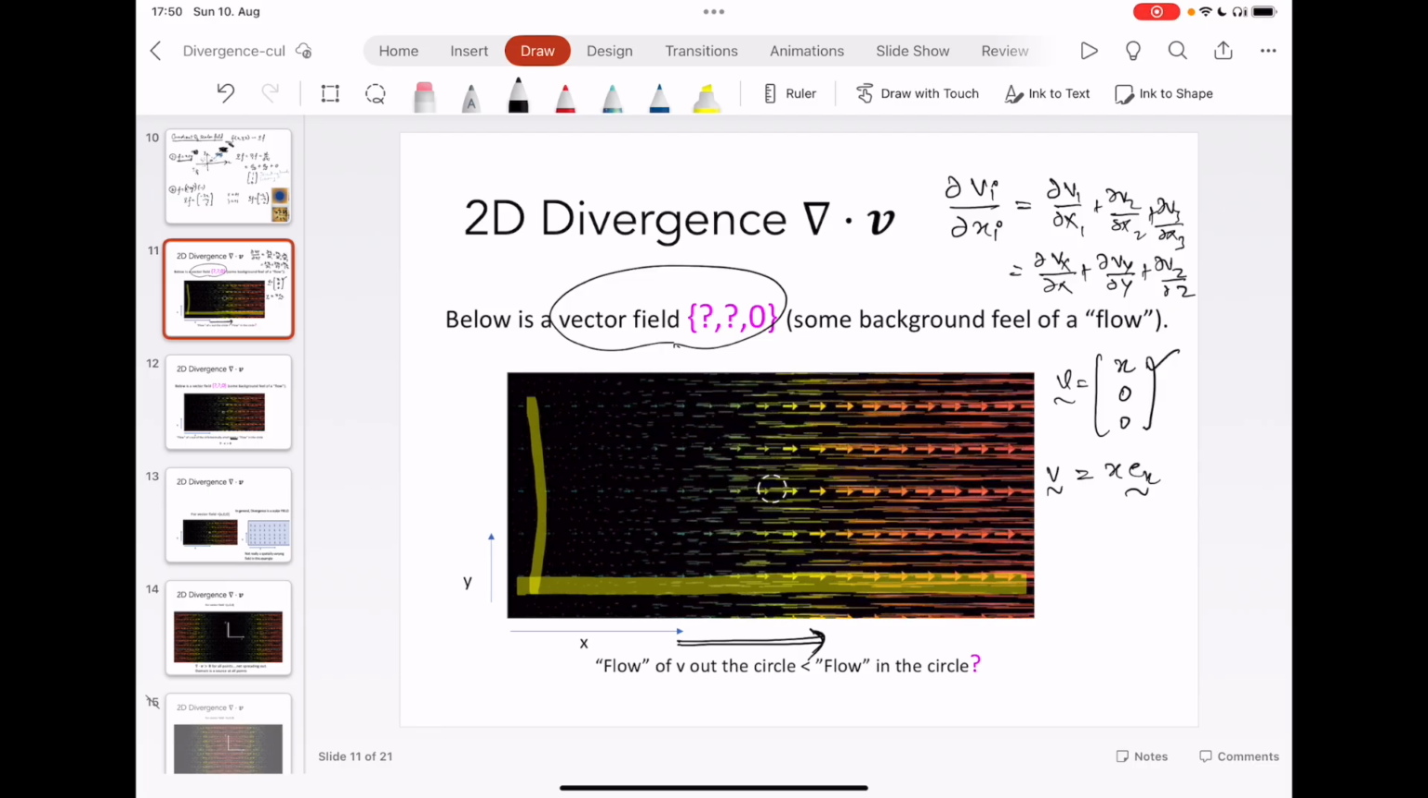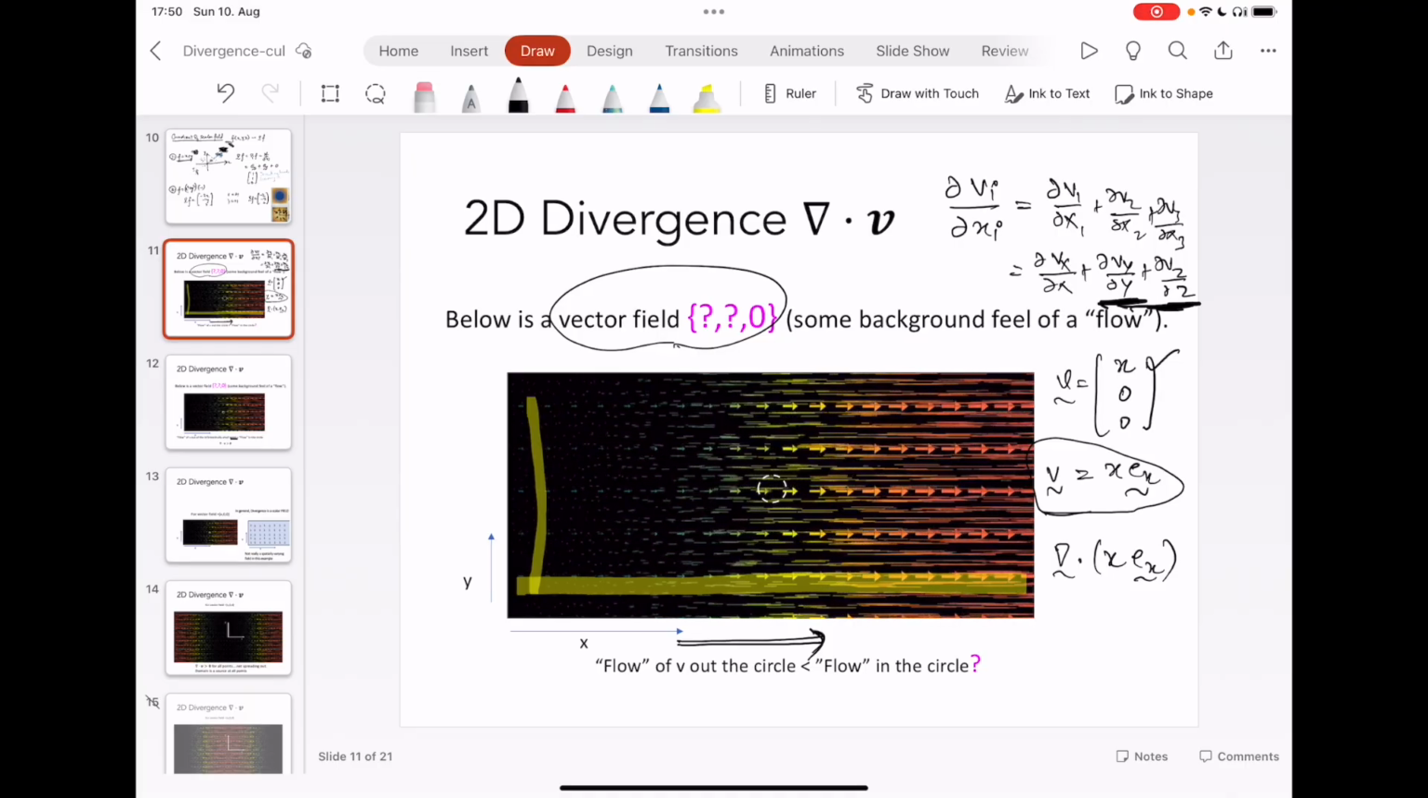All right. If we want to calculate the divergence for this flow field, we would get the divergence of x ex. So you can clearly see that there is no y and z variation. So what you would get is just 1. So divergence of v in this example is 1.